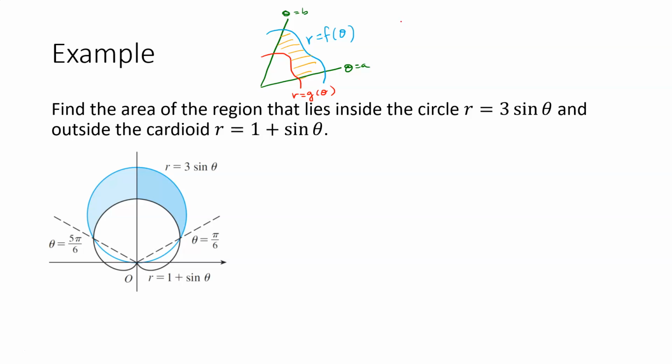We can just do the integral from a to b of the outer curve first. So the area bounded by the outer curve, which is 1/2 f of theta squared, minus, and then we'll subtract away the area that's bounded by the inner curve, 1/2 g of theta squared.